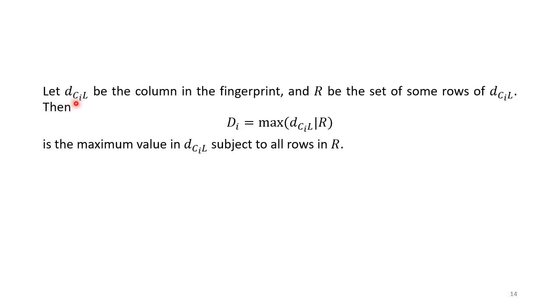Let D_CiL be the column in the fingerprint and R be the set of some rows of D_CiL. Then Di equals the maximum of D_CiL subject to R, that is the maximum value in D_CiL over all rows in R. So in practice, R is a subset of F. It consists of rows having SF the closest to SA.